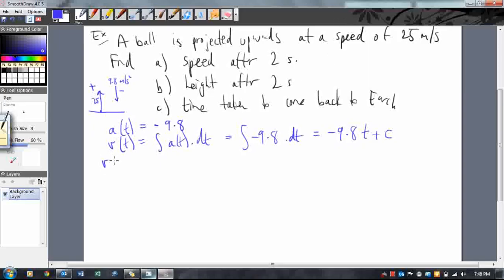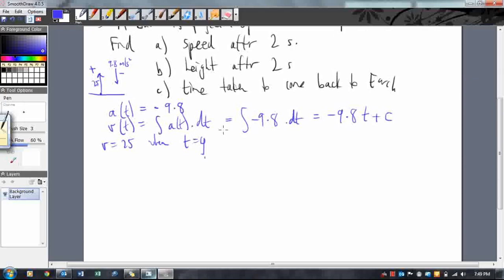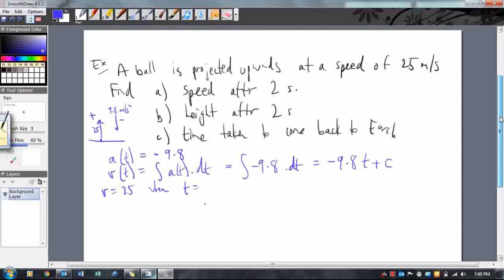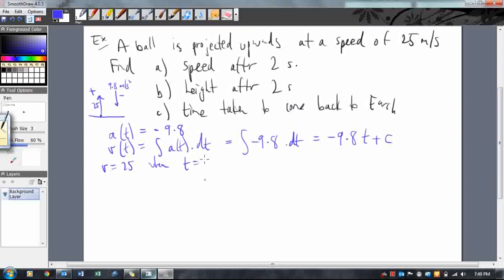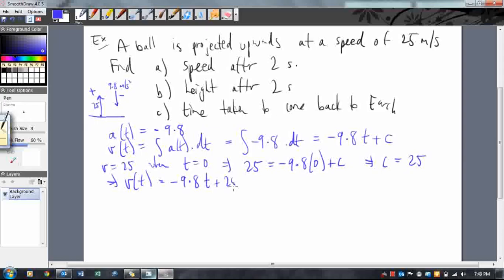So what we have is that v is equal to 25 when t is equal to 0. Okay, so we can use that to find the value of c. Therefore, 25 is equal to negative 9.8 times 0 plus c. Therefore, c is equal to 25. Beauty, that tells us that the velocity function is equal to negative 9.8t plus 25. Okay, so there's our velocity function.